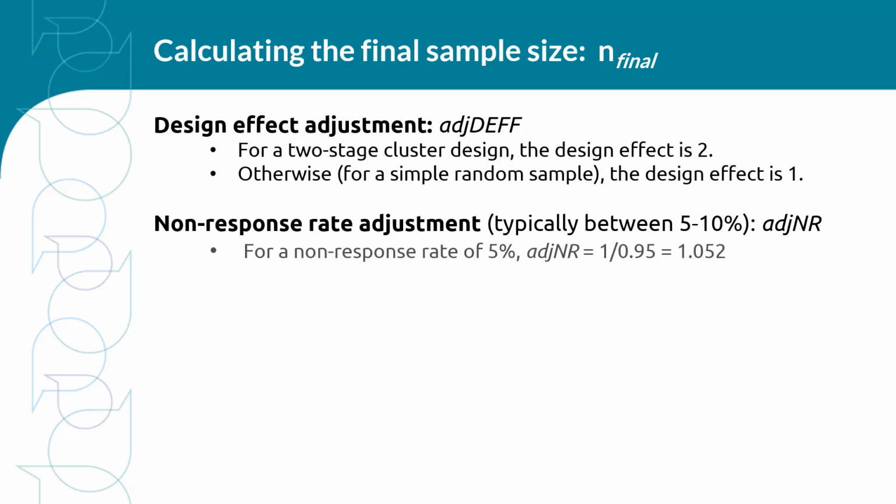If you know your community well, you can anticipate the non-response rate more accurately and adjust accordingly. We calculate the adjustment for non-response by dividing 1 by the response rate. For example, if the response rate is assumed to be 95%, which represents a 5% non-response rate, we calculate the adjustment by dividing 1 by 0.95, which gives us an adjustment value of 1.052.